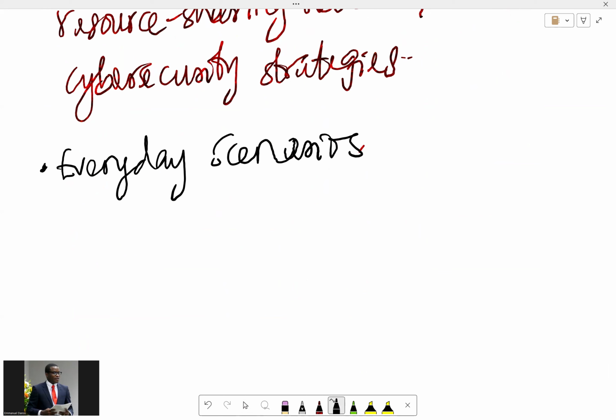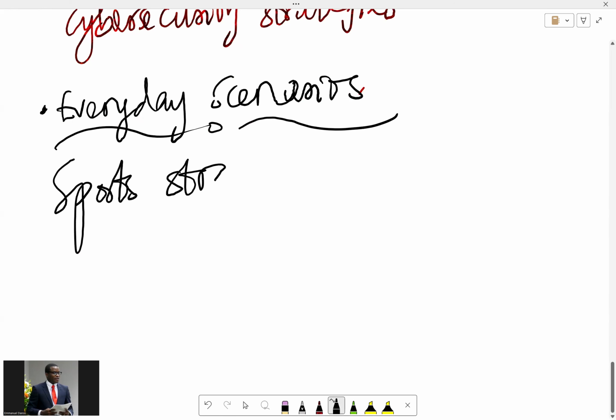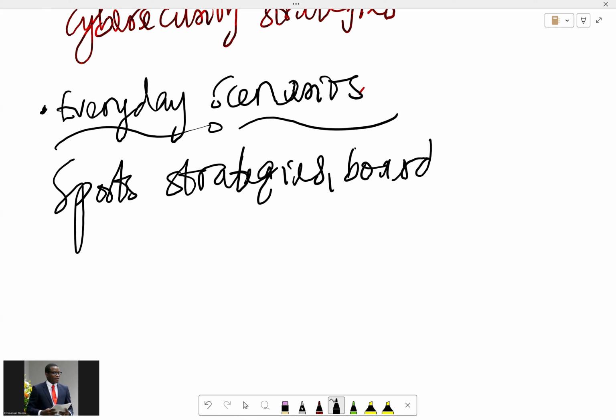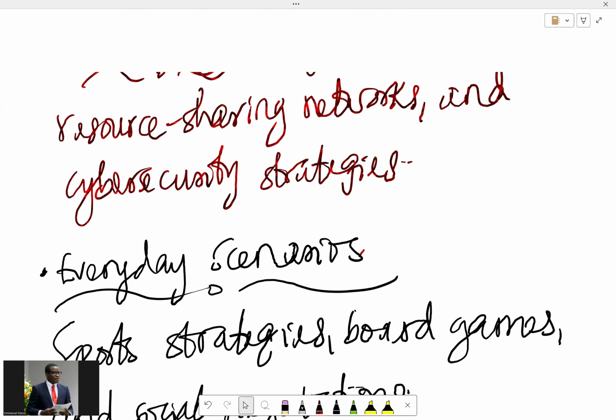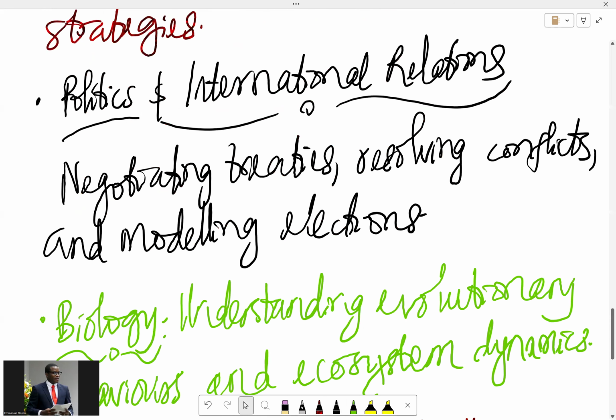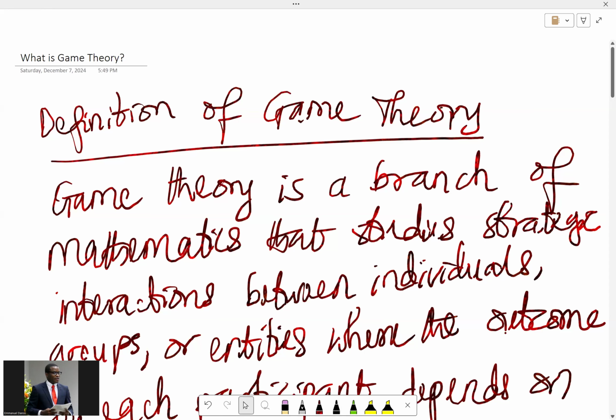We can see game theory in sports strategies, board games, even the recreational games we play, and social negotiations. So interactions with your colleagues at work, with your friends in class, and things like that. Social negotiations also play a great role there. So these are some aspects. We're just talking about what game theory is all about. It's more like an introduction to it.